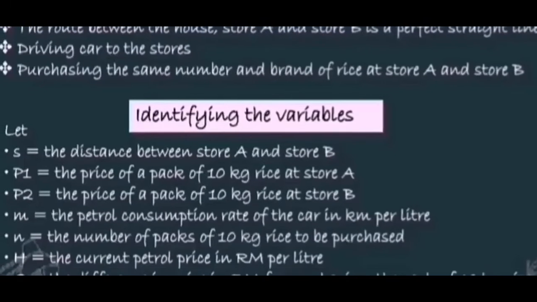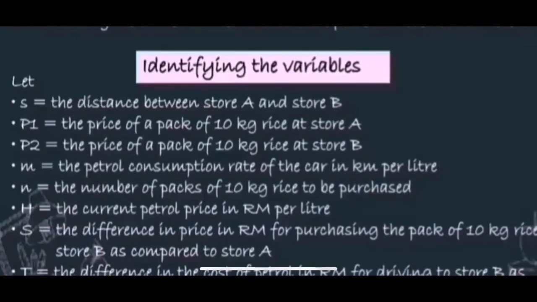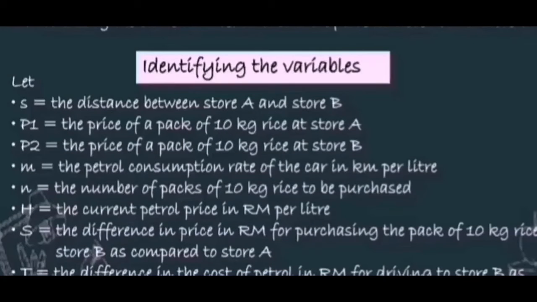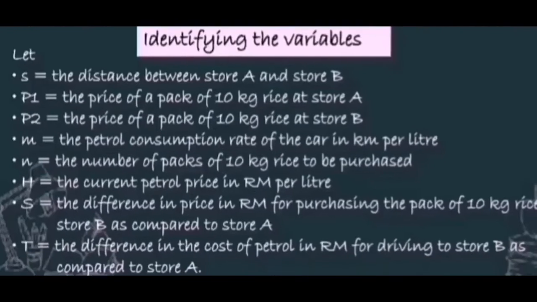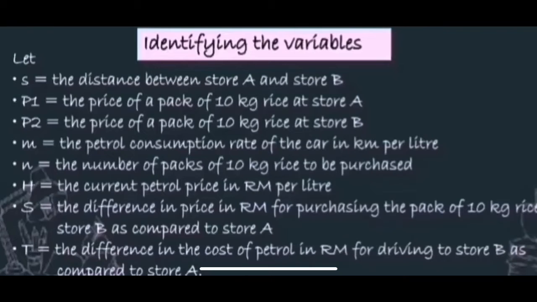Then we must identify the variables. Let A be the distance between store A and store B. P1 equals the price of a pack of 10 kg rice at store A. P2 equals the price of a pack of 10 kg rice at store B. M equals the petrol consumption rate of the car in km per liter. N equals the number of packs of 10 kg rice to be purchased. H equals the current petrol price in ringgit per liter.